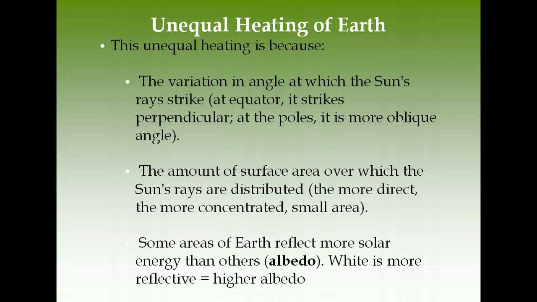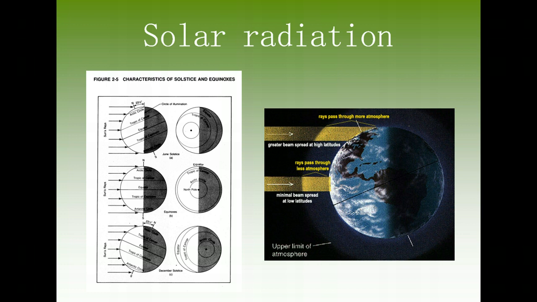So at the equator, it's going to strike perpendicular, and at the poles, it is more oblique. I'm going to go back to this slide in just a second. So if you notice on the picture on the right here, as it's near the equator, or in this case, it looks like it's hitting the Tropic of Cancer, the rays are more direct. And so if the rays are more direct, it's going to be more concentrated.